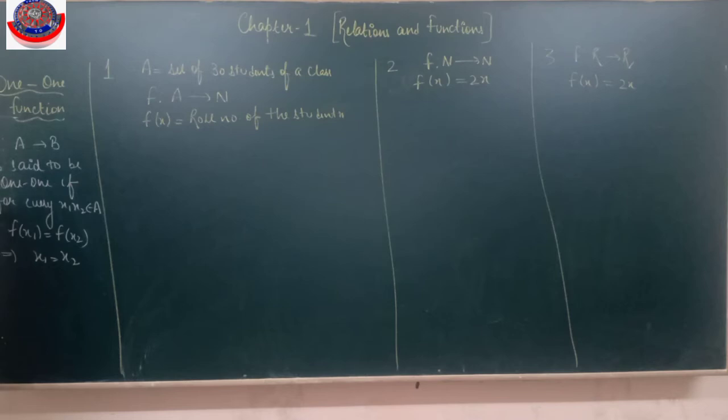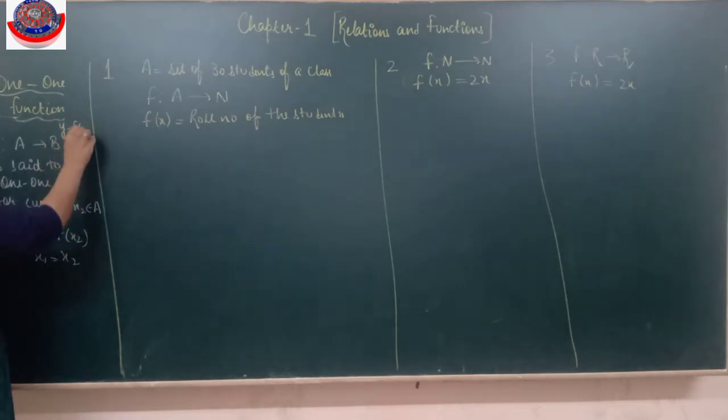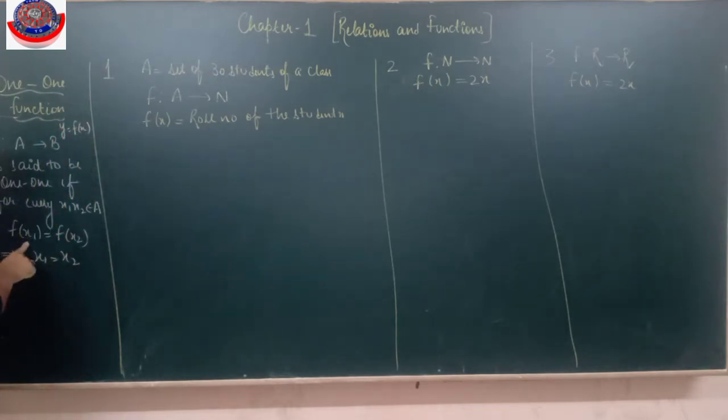A function f is said to be one-one if in the first set there are two elements x1 and x2. Alright, and in the second set what will be the elements? f of x1 and f of x2, because they are their images. The function will be like this, right, y is equal to f of x. So if we put x1 we get the image f of x1, and if we put x2 we get f of x2.